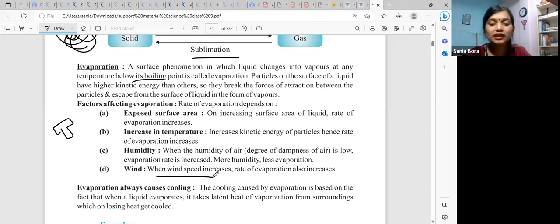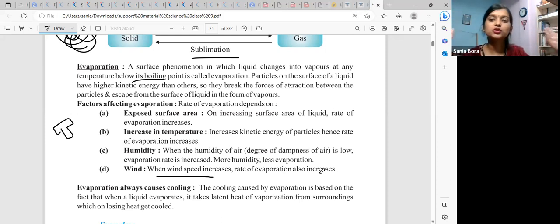When wind speed increases, the rate of evaporation also increases. For example, you have put your clothes out to dry. It's a windy day, wind is blowing everywhere. So automatically within 10 to 15 minutes, your clothes will dry up, right?